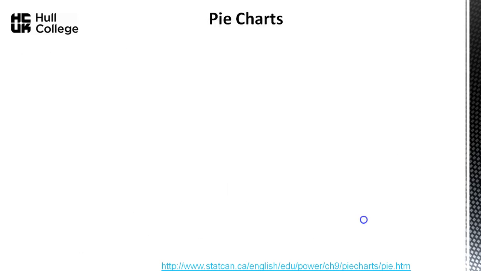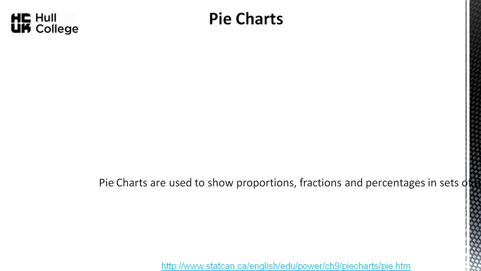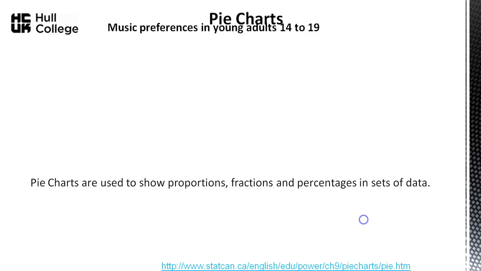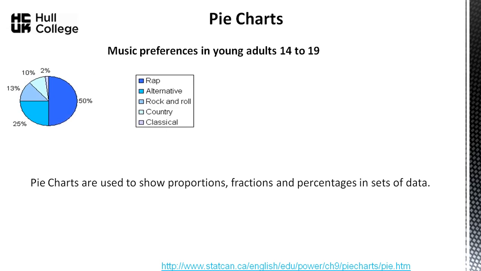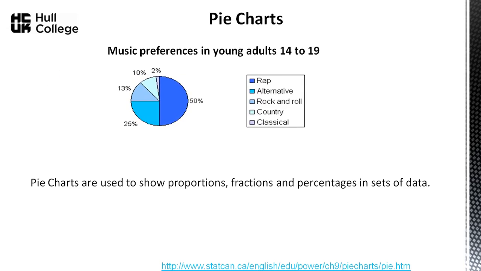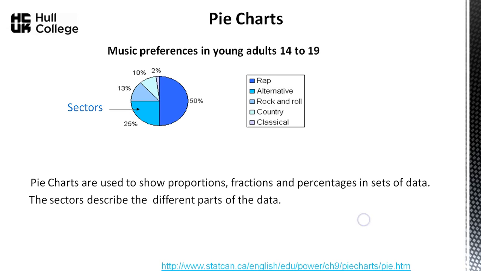Pie charts. Pie charts are used to show proportions, fractions and percentages in sets of data. So this one's showing the music preferences in young adults 14 to 19. The sectors describe the different parts of the data. A pie chart also must have a key. This identifies the sectors.